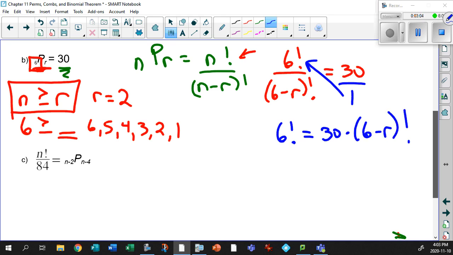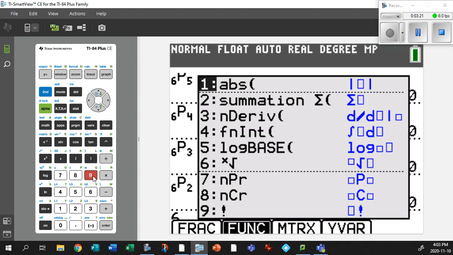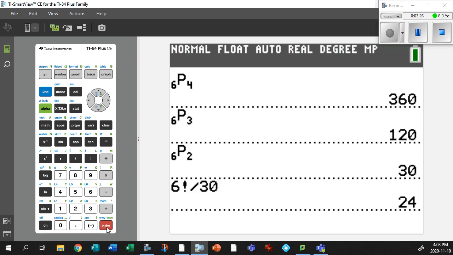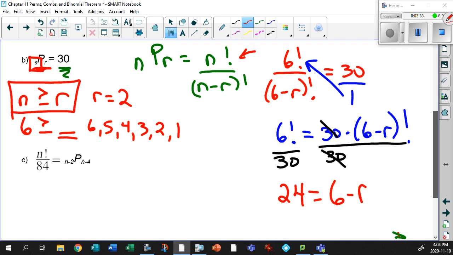Now, you're probably looking at this and going, oh my goodness, this looks horrible. Well, it's not, because watch this. You're going to divide this by 30 and divide this by 30, and guess what you have now? You got 6 factorial divided by 30. Put this into your calculator. 6 factorial divided by 30, which works out to be 24, a nice, pretty number. This is 24 equals 6 minus r factorial, which is very, very interesting.